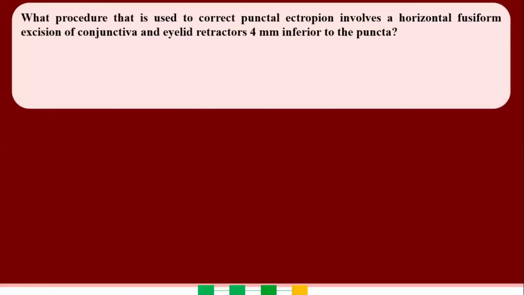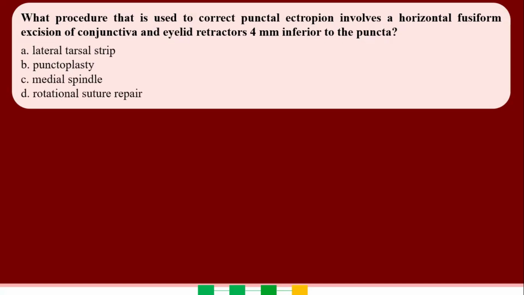What procedure that is used to correct punctal ectropion involves a horizontal fusiform excision of conjunctiva and eyelid retractors 4 mm inferior to the puncta? Lateral tarsal strip. Punctoplasty. Medial spindle. Rotational suture repair.